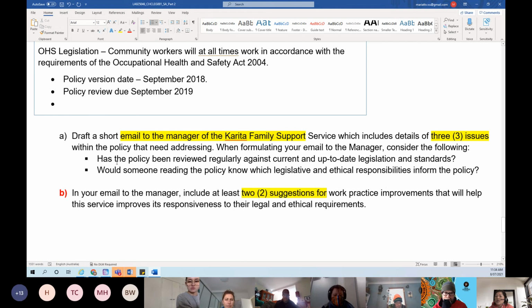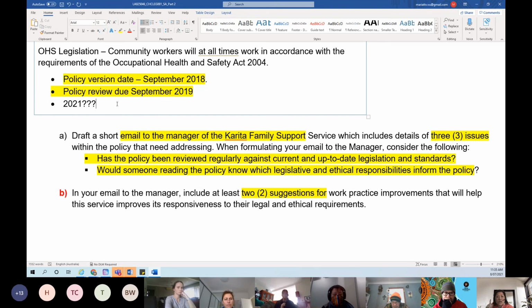Okay, now we've gone and given you 2 hints with regards to what 2 issues are already. The first hint is, has the policy been reviewed regularly against current and up-to-date legislation and standards? Okay, so the policy review date is September 2018. The version date, sorry. The review date was a year later in 2019, and we're in 2021. It hasn't been reviewed. Issue number 1. Straightforward. Okay?